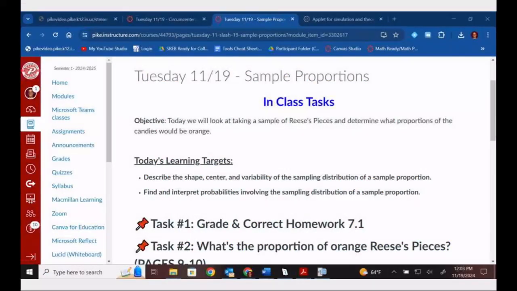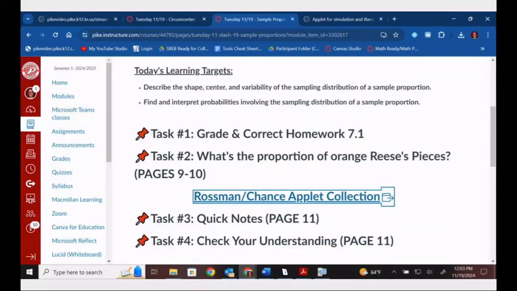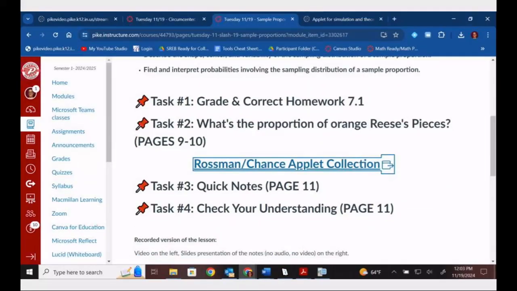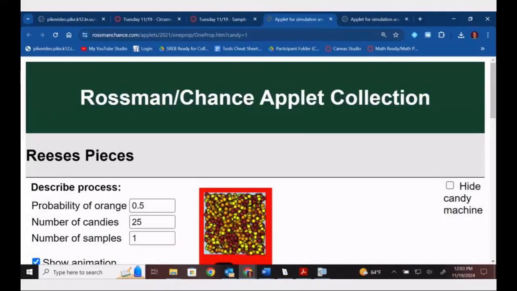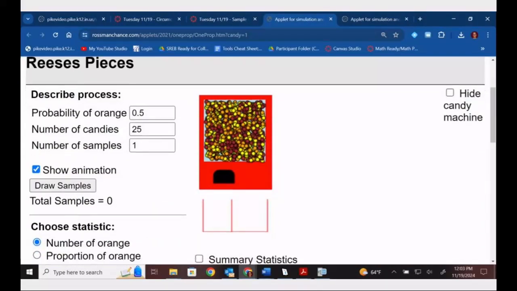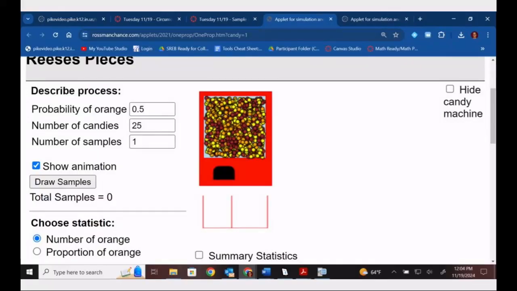All right. So if you are still sitting on the Canvas page, I need you to scroll down just a little bit. We're going to click here where it says Rossmann Chance Applet Collection. And it should take you to this. You should see what looks like a candy machine that's like in the entryway to Kroger or something sitting here. And it's full of Reese's Pieces. What did we say the probability of an orange candy was? 40%. So I need to change this from 0.5 to 0.4. How many candies did we say we were going to select? 50, so I need to change this to 50.